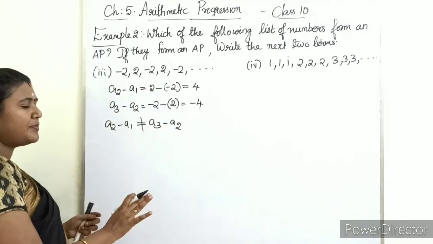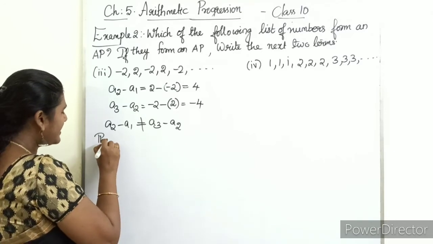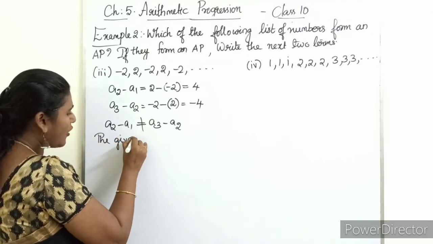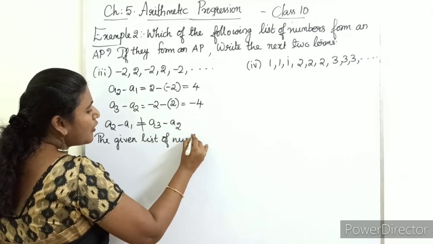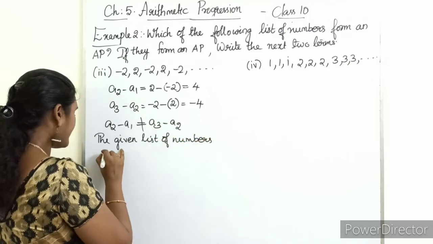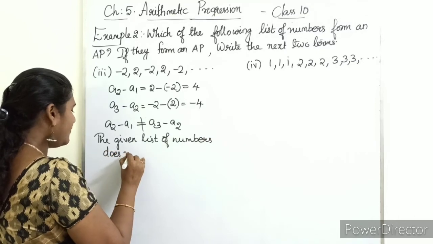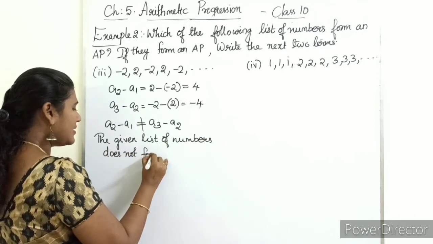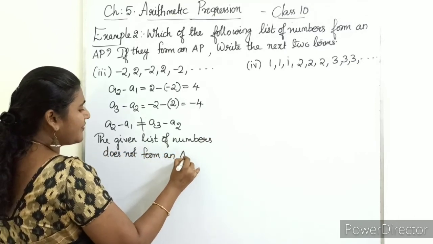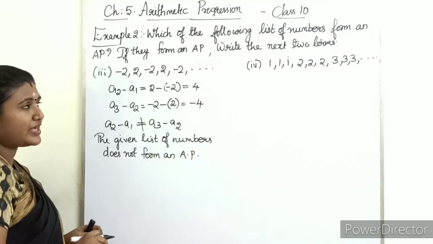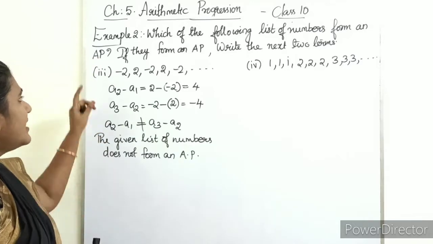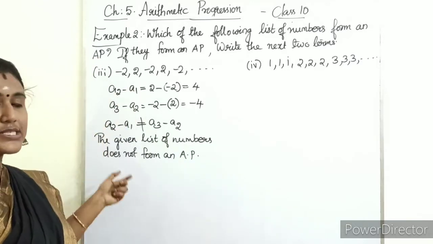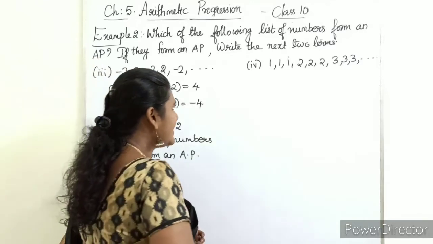So we can stop there and we can write that the given list of numbers does not form an AP. So we need not find the next two terms. If it is an AP, in that case we need to find the next two terms. Here the given list of numbers is not an AP, so we need not find the next two terms.